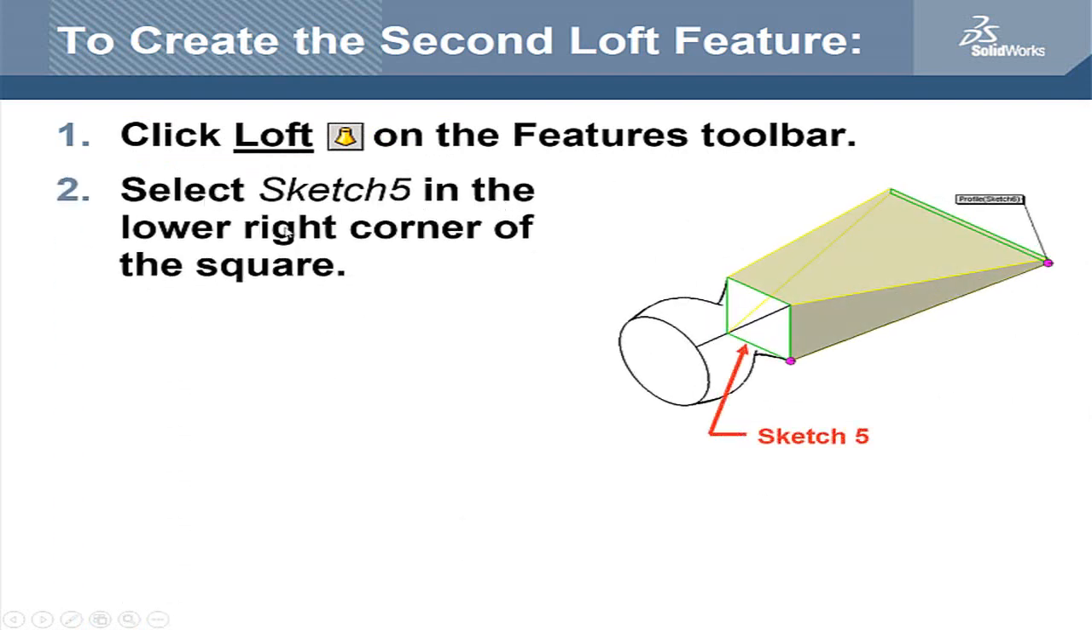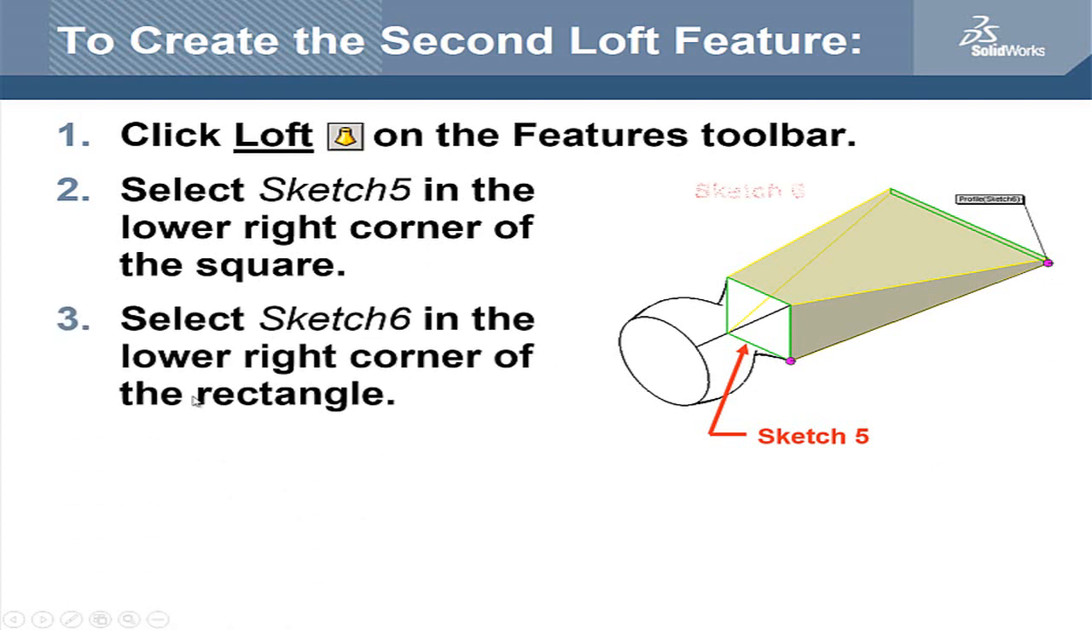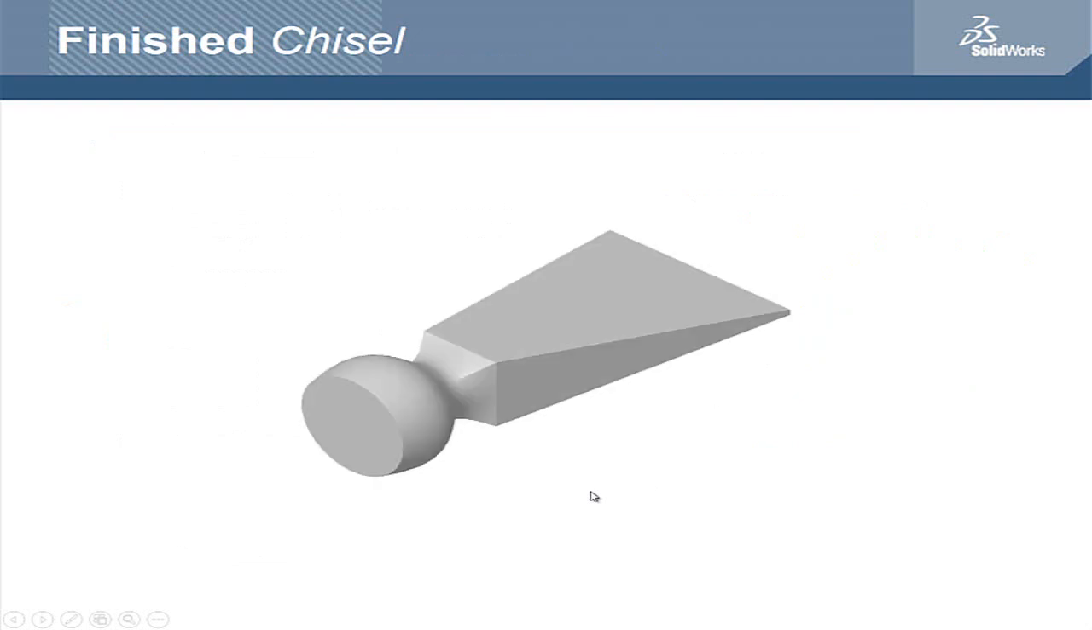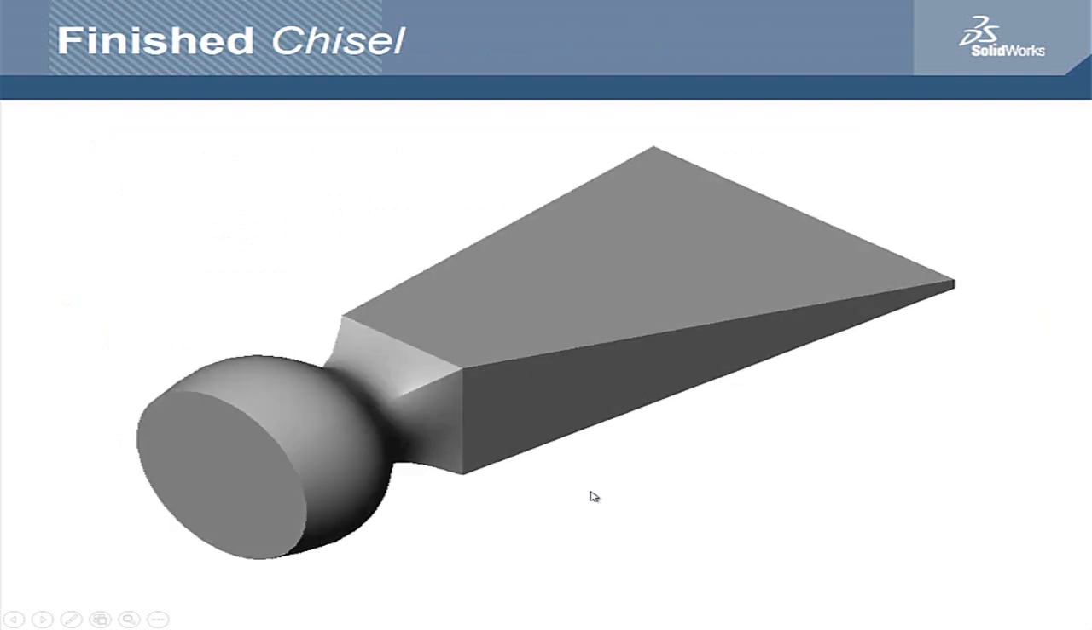Select Sketch 5 in the lower right corner of the square. So we selected this corner and then this lower corner here. Select Sketch 6 in the lower right corner of the rectangle. Right there, lower right, lower right. Examine the preview curve. Wow, that looks nice. And then click OK. Ba-bam!